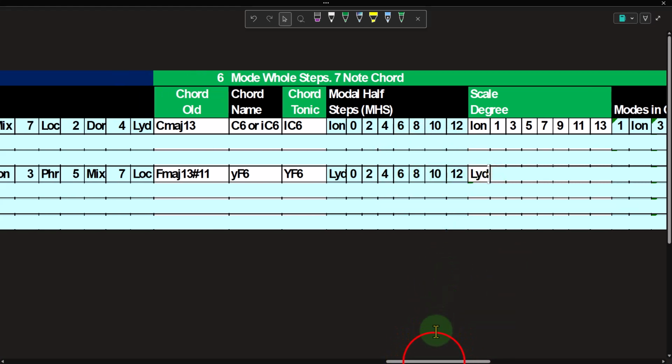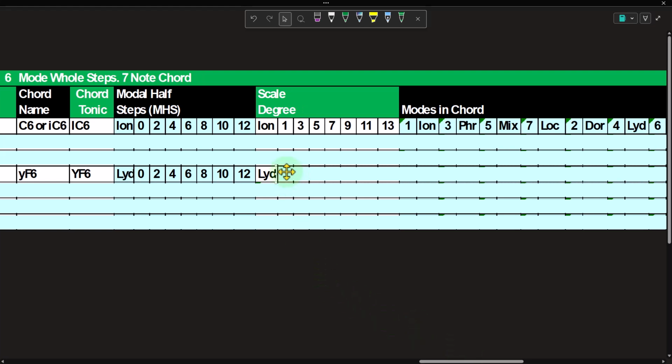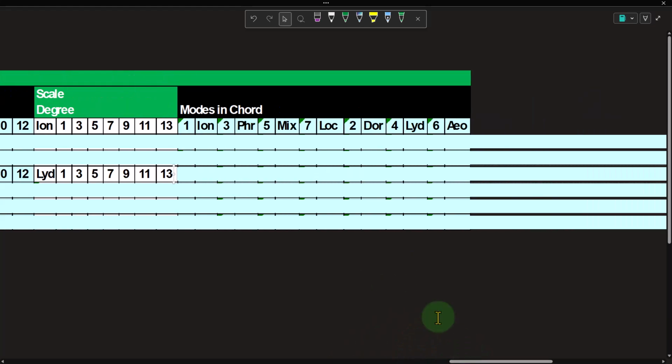Okay, Lydian. So the scale degree would be a 1, 3, 5, 7, 9, 11, and 13, because it would all be off by 1. And then the modes that are involved would be all of the notes, but they're going to be in order of the 4, the 6, then 7, 1, 3, 5, 7, 2.